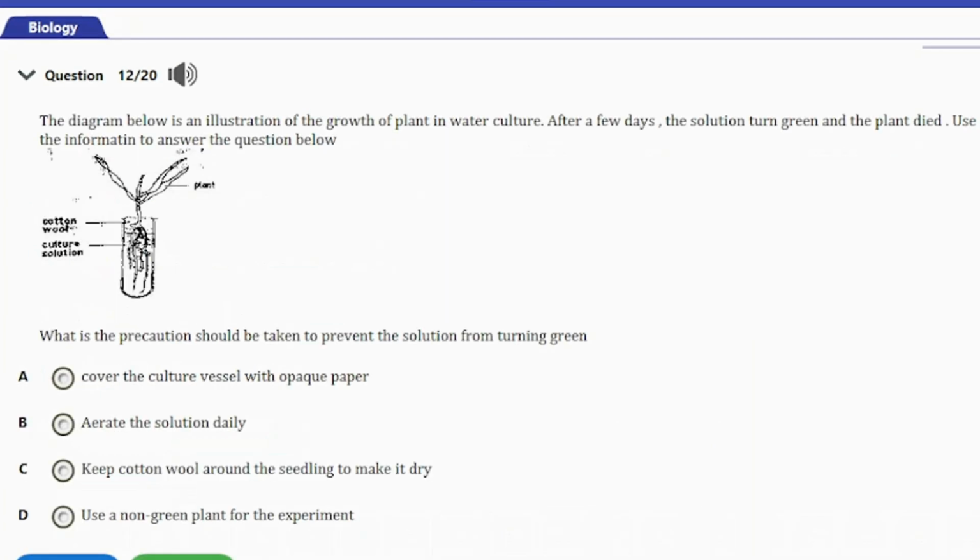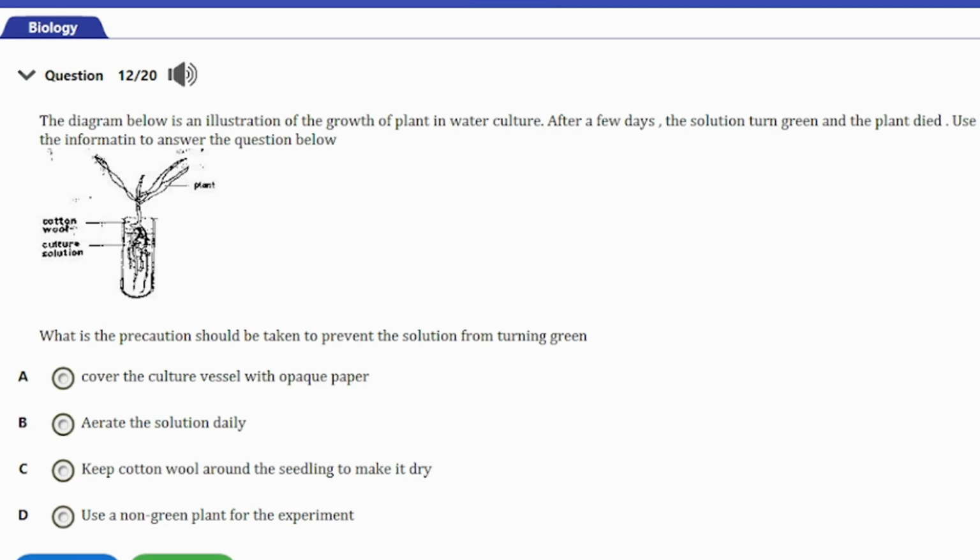So here we have a diagram. Question number 12. It says the diagram below is an illustration of the growth of a plant in water culture. After a few days, the solution turned green and the plant died. Use the information to answer the question below. It says, what's the precaution that should be taken to prevent the solution from turning green?